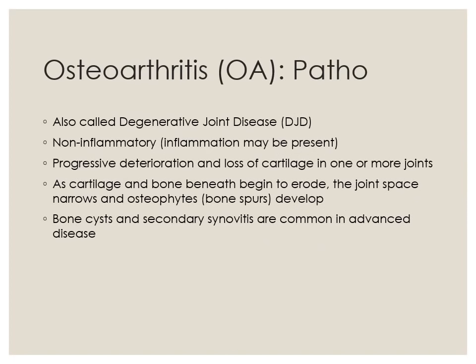So osteoarthritis is also called degenerative joint disease. It's normally non-inflammatory, but sometimes you may see inflammation in those joints. It's a progressive deterioration and loss of cartilage in one or more joints, and as the cartilage and bone beneath begin to erode, the joint space narrows and osteophytes, which are bone spurs, tend to develop. Bone cysts and secondary synovitis are also common in advanced disease.